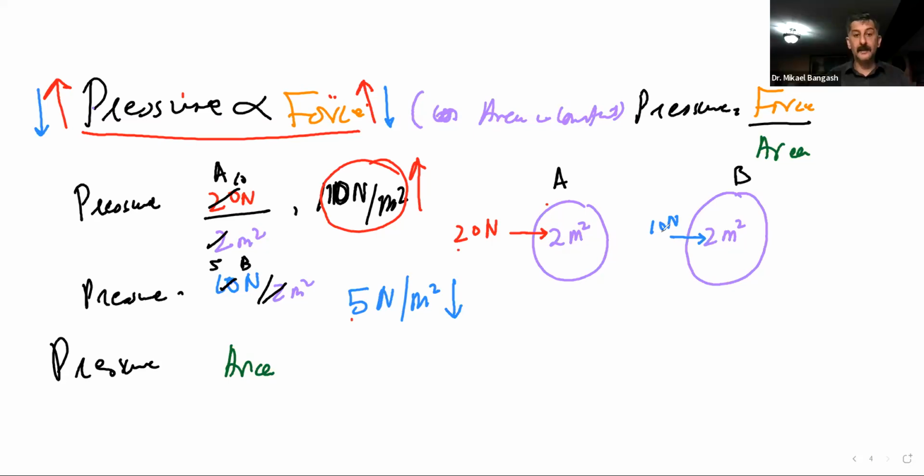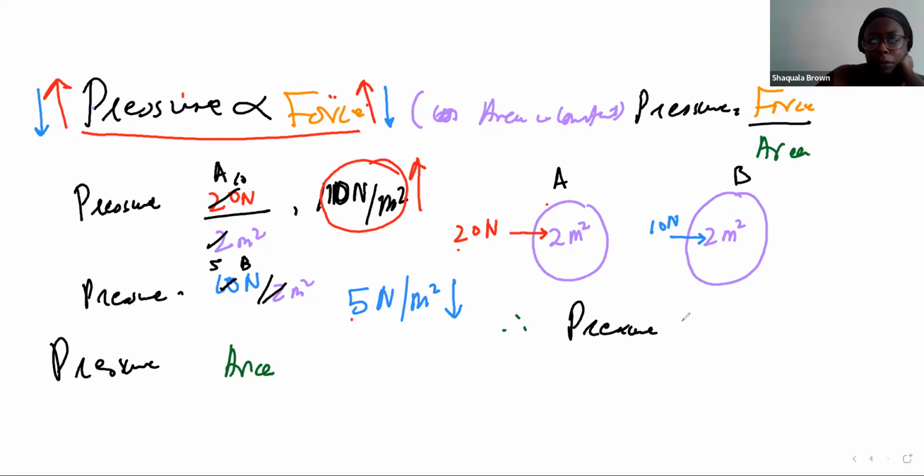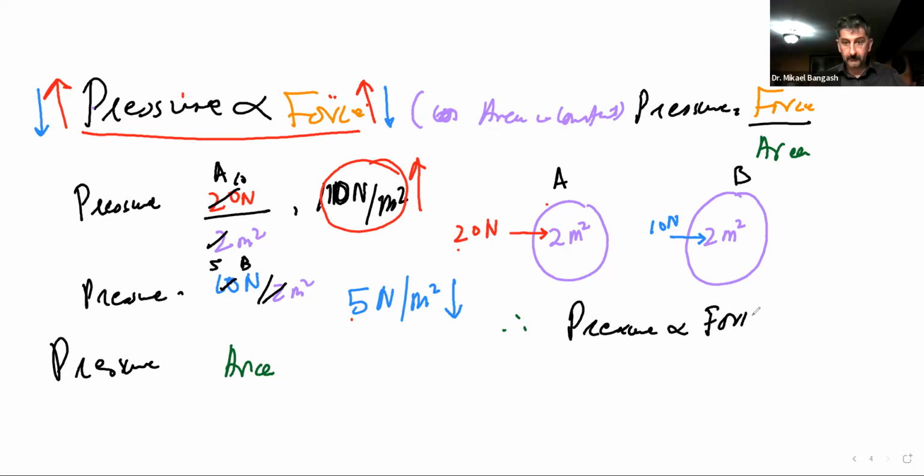So that's how we can say, hence proved, based on this, that pressure is directly proportional to force. The greater the force, the greater the pressure. The lesser the force, the lesser the pressure. Because we already know it's directly related, the pressure and the force, we're just looking to find out what the force is.